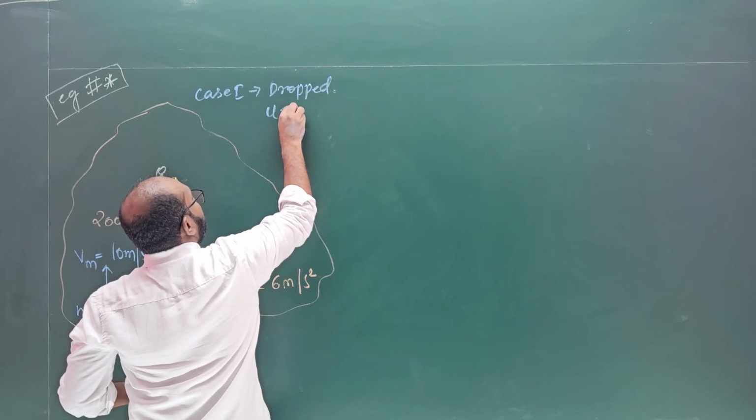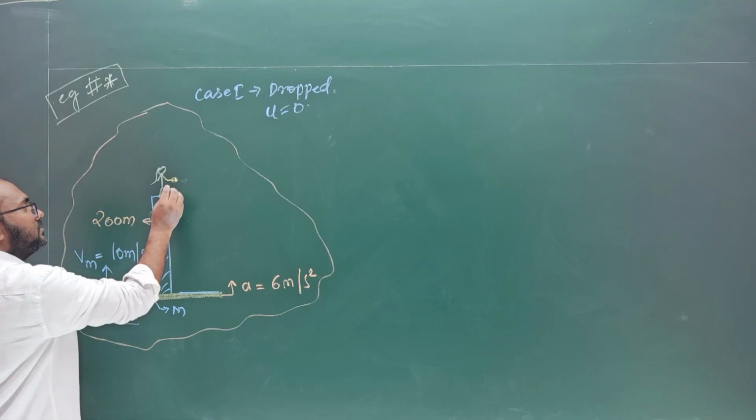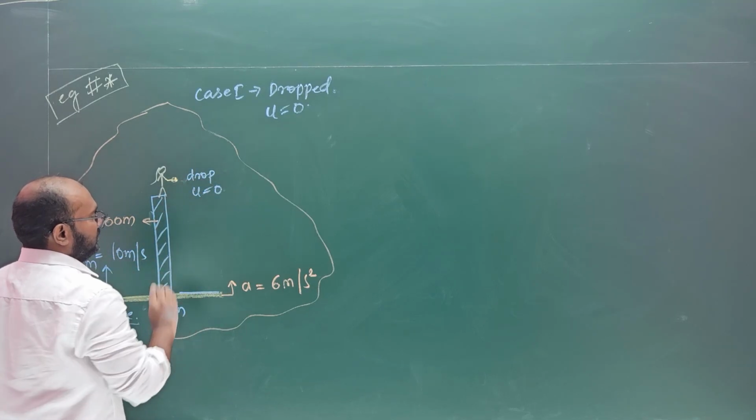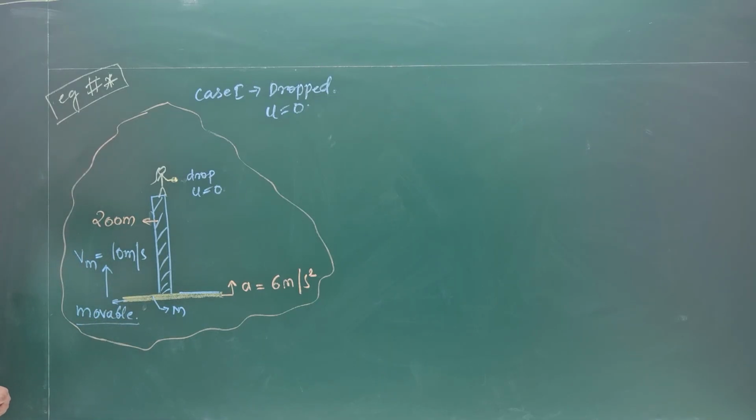So can I say u is equal to 0? Okay. So when this object is being dropped, u becomes 0. If u becomes 0, the question is when it hits the ground. They can ask you the displacement also. Okay, let us try to understand first. What is the velocity of this object? 0. What is the velocity of this surface?